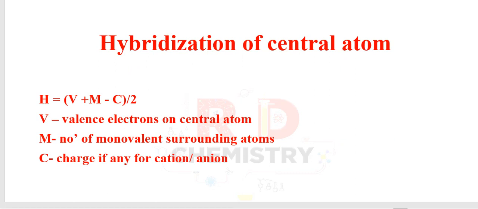Now how to find out the hybridization of the central atom? So remember the formula: hybridization H is equal to (V plus M minus C) divided by 2. V stands for valence electrons on the central atom. M stands for number of monovalent surrounding atoms. C is the charge, for cation or anion, not for any neutral atom. So neutral molecule, C is zero. Okay.